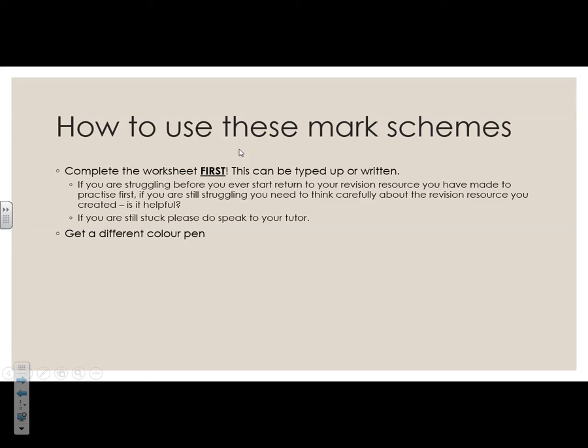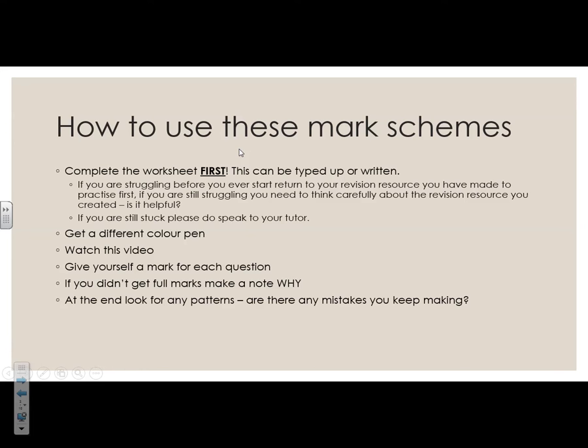You've got your worksheet, it's completed. Find a different coloured pen, so anything other than green please. I'm marking in green and I won't mark all of these because obviously the mark schemes help, but use a different coloured pen, anything other than green, or the pen you've written in. Watch this video, which you're doing, give yourselves a mark for each question and explain why. If you didn't get full marks, explain why you didn't get full marks. So if you got 2 out of 3, what did you not do?